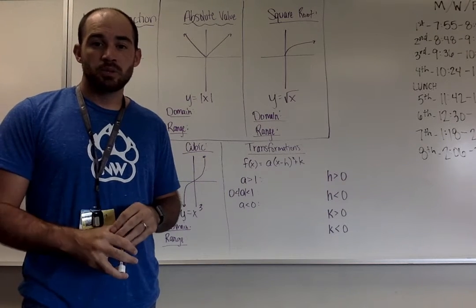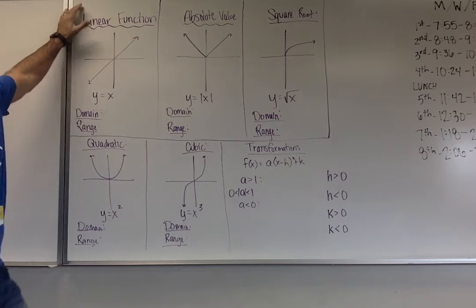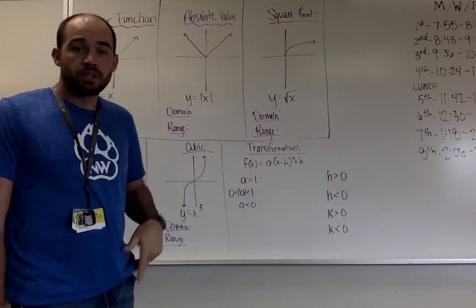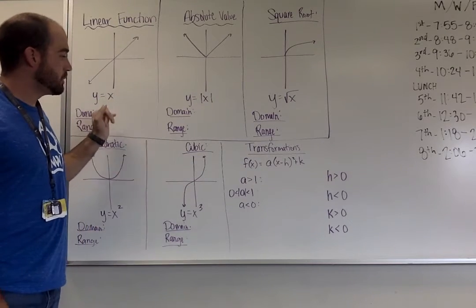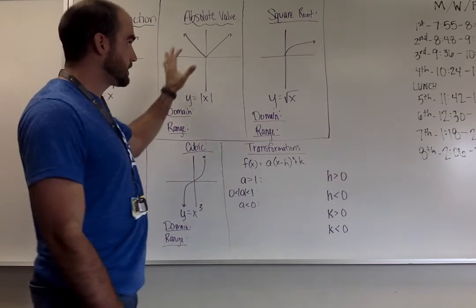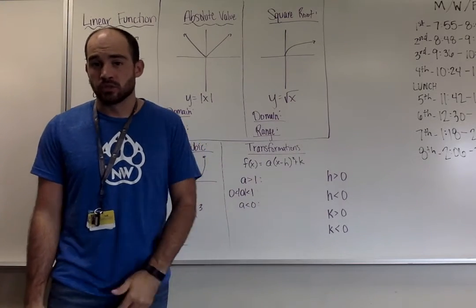Hey everybody, over the last couple days we've been talking about functions and the different properties of functions. We talked about there being 5 different types of functions. We discussed their domain, their range, as well as their general form. And then today we started dealing with how to move those things around.